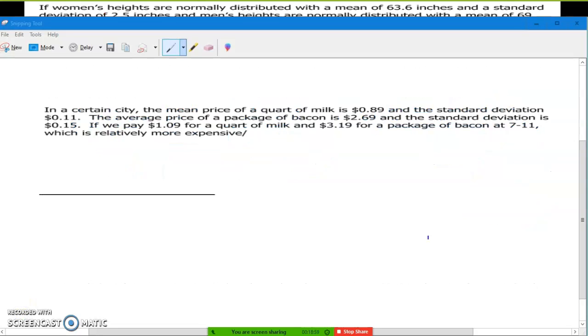So here's a practice problem for you to work on. Please pause the video and try it yourself before you come back and see how you did. In a certain city, the mean price of a quart of milk is 89 cents, and the standard deviation is 11 cents. The average price for a package of bacon is $2.69, and the standard deviation is 15 cents. If we pay $1.09 for a quart of milk and $3.19 for a package of bacon at 7-Eleven, which is relatively more expensive? So go ahead and give this a try. Pause the video. I'll wait.